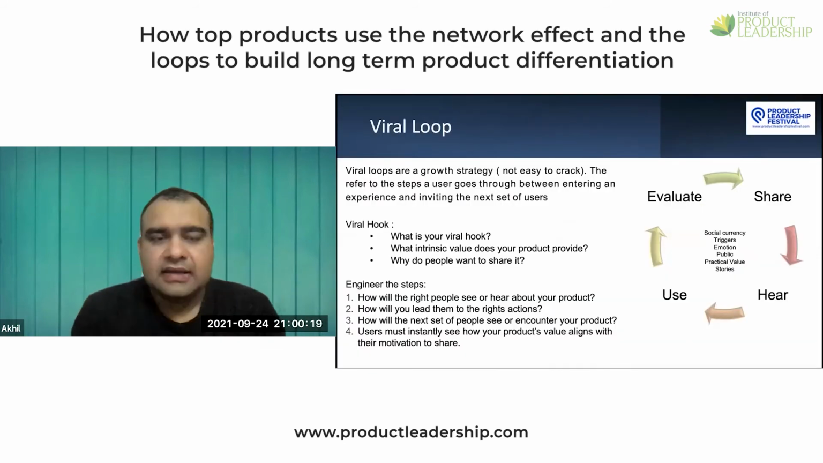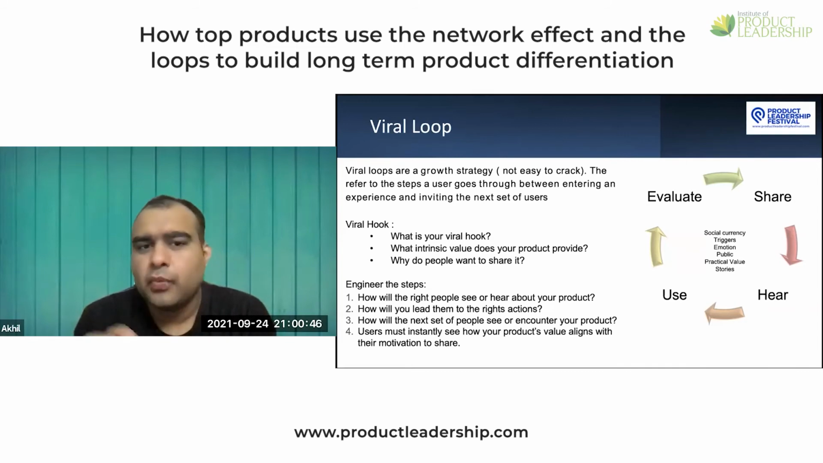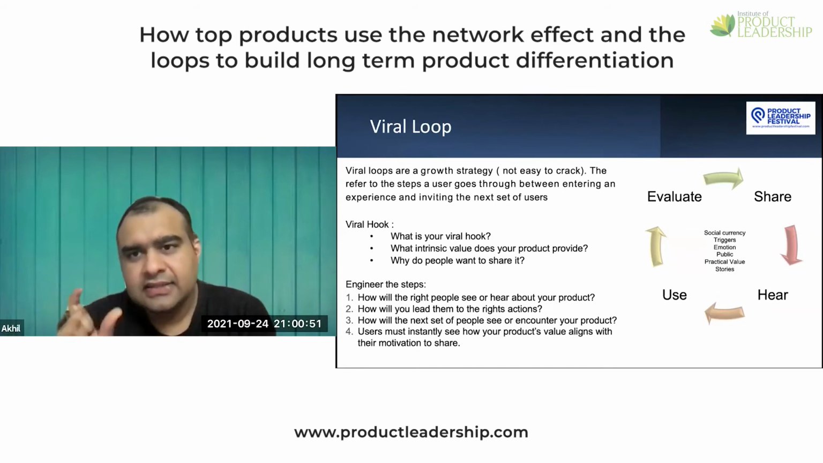And then lastly, the fourth important loop that you've heard so many times is virality, the viral loop. This is one of the most difficult loops to actually execute generally. Every company wants to be viral. It's a growth strategy, not easy to crack at all. It refers basically to the steps a user goes through between entering an experience and inviting the next set of users. That is the core aspect that you need to think about.